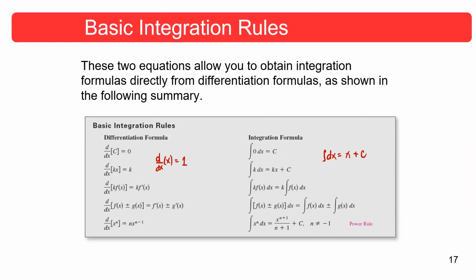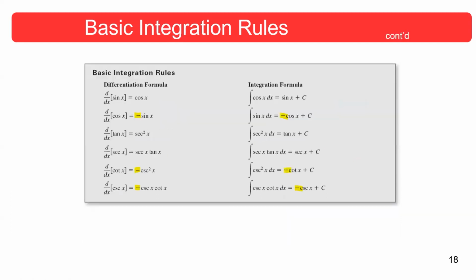Why do you think is that n is not equal to -1? Very good. Because if n is equal to -1, the denominator becomes 0. If the denominator is 0, the term becomes undefined. Very good. Okay, I want you to also take a screenshot of this one.